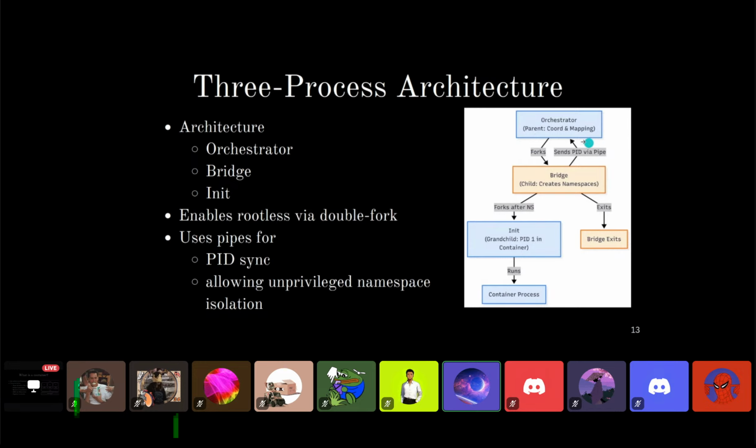Looking at this flowchart, the orchestrator initially forks to create your bridge process, where the namespaces are all created and set up. Once that is done, you fork again to create the init process, which basically is your final container, which then runs the container process. Meanwhile, the bridge, when it actually forks, also sends this PID back to the orchestrator for later on starting this particular container. And once that is done, it exits. So this is how we do this using the double fork architecture.